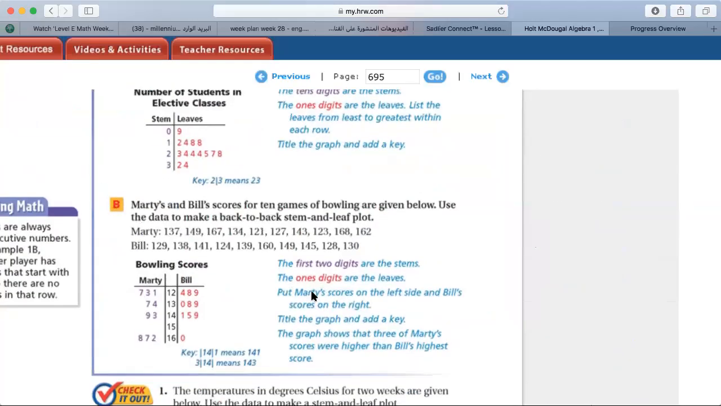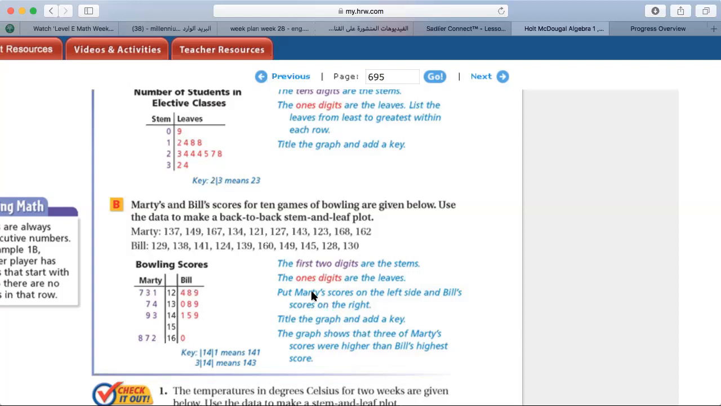Okay, girls. If we're going to solve this one together: Marty's and Bill's scores for 10 games of bowling are given below. So I have 2, Marty's and Bill's. This one, you're going to learn 2 new things. The first one is that we have 3-digit numbers and we have back-to-back leaves.